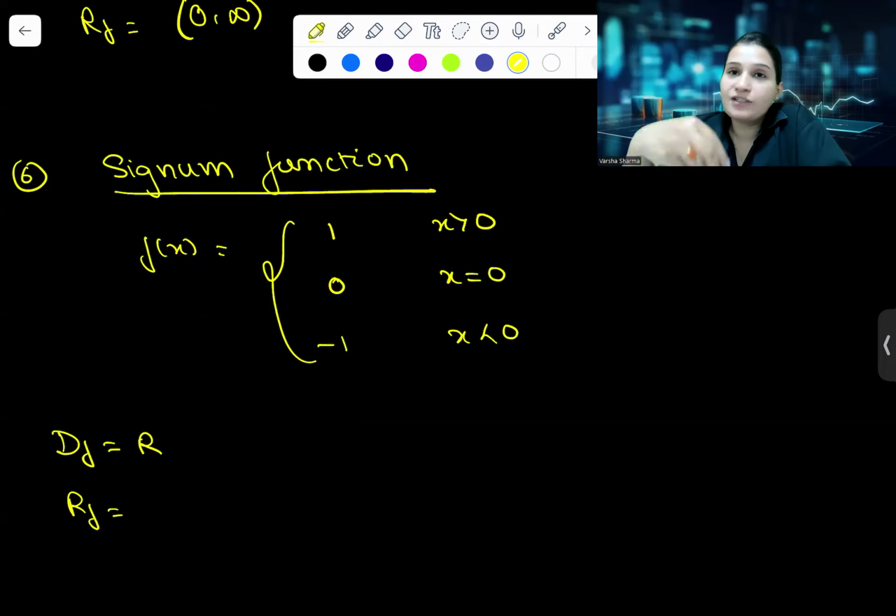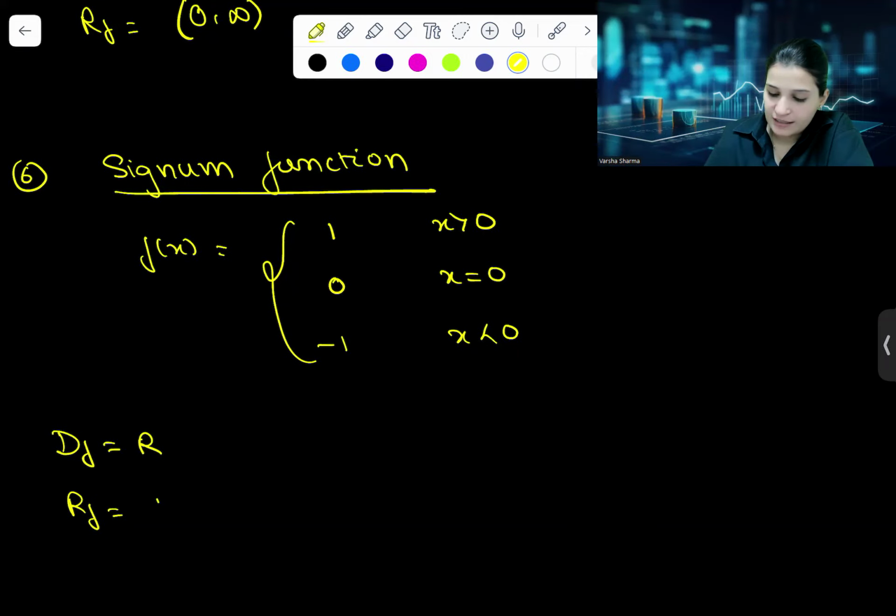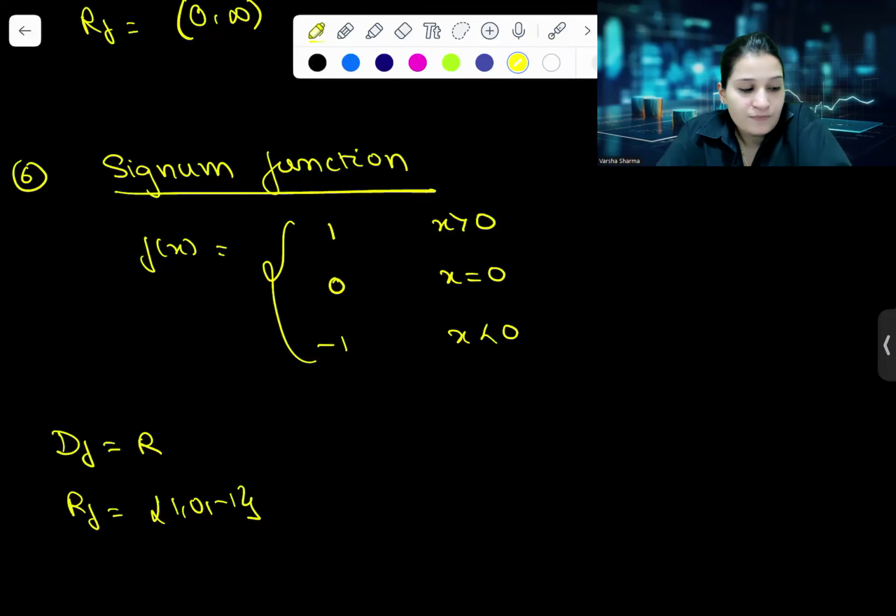If I put 0, I'll get 0. If I put any positive number, the answer will be 1. If I put any negative number, the answer will be minus 1. So I will not ever get any other answer. So my range is 1, 0, minus 1, not an interval. Yes? All of you understood? Yes, ma'am.